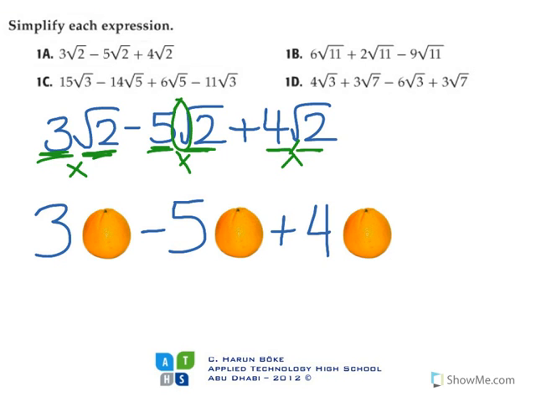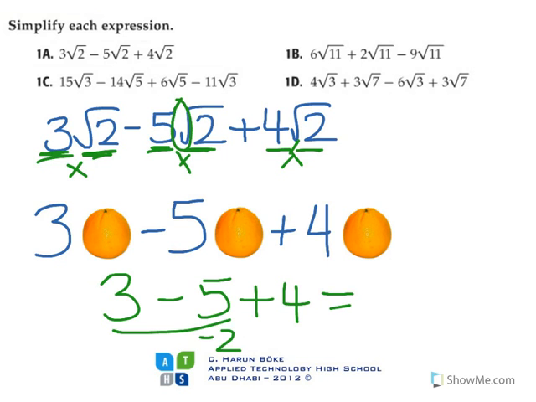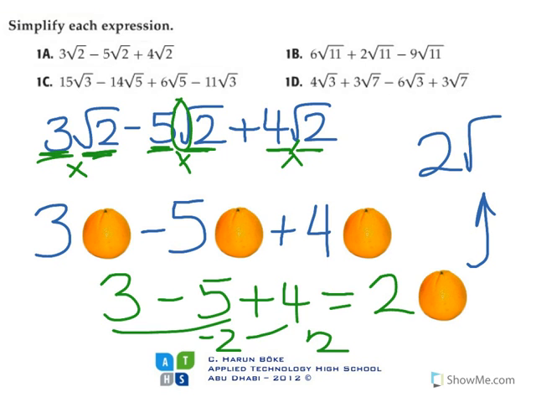This means we are going to add 3 minus 5 and 4, or we can say 3 minus 5 plus 4. So we are going to do the operation between the numbers in the front of the oranges. So it will be 3 minus 5, which is minus 2, plus 4, 2. So this means the answer is 2 oranges, or actually, which is 2 square root of 2.